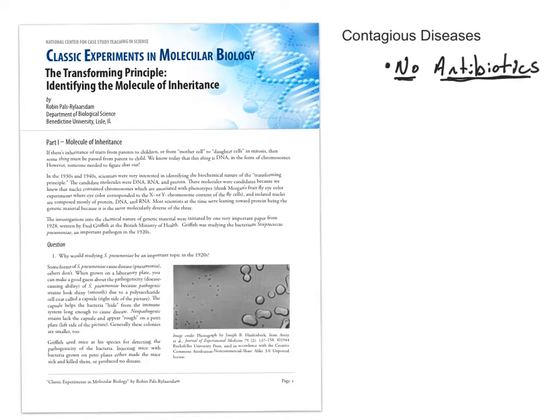Now, one of the mysteries that people tried to unravel is what was the transforming principle when it came to inheriting different traits. We knew, for instance, from experiments with fruit flies that Morgan did, and we'll cover that later, and Mendel's work with peas, we knew a thing was being inherited. But what was that thing?